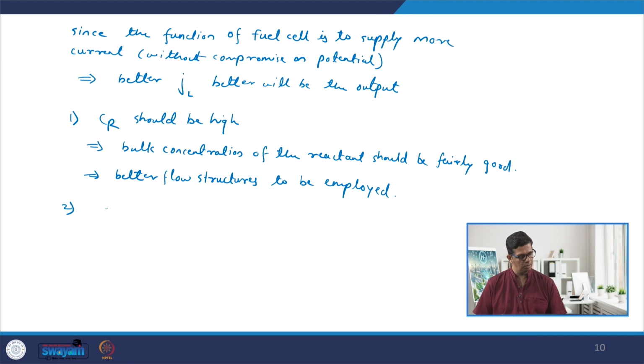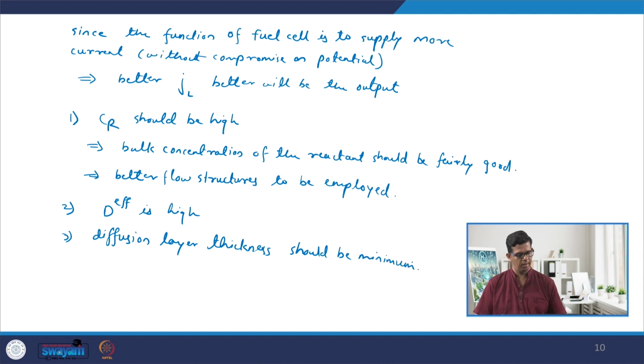Second, what should be better? Effective diffusivity should also be better, that is, high. Third, the diffusion layer thickness, let me write that down. Diffusion layer thickness should be minimum. So, how can we do that? By pressurizing the reactants, we can see that the diffusion layer decreases, and as and when it decreases, we can increase the limiting current density.